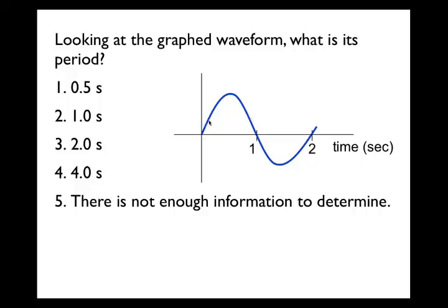Again, this from equilibrium to maximum positive position to equilibrium to maximum negative position to back to equilibrium is one full wave cycle, and the period is the amount of time it takes to complete one full wave cycle, and the graph tells us that that period is 2 seconds.